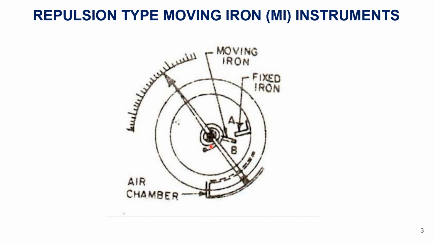Similarly, as we mentioned for the attraction type, this is useful for direct as well as alternating current. Here also the two rods, that is the fixed iron rod and the moving iron rod, will be magnetized and will repel each other.